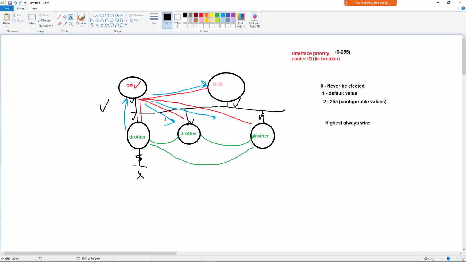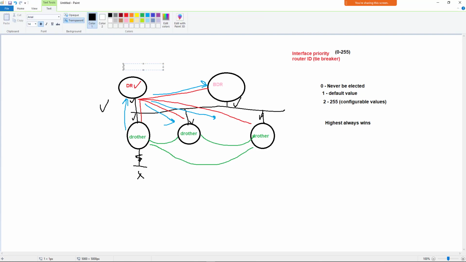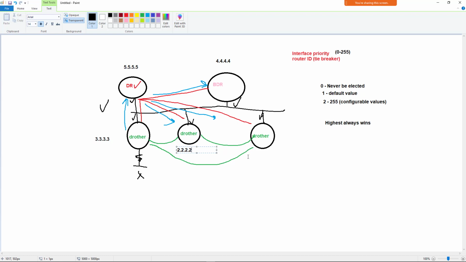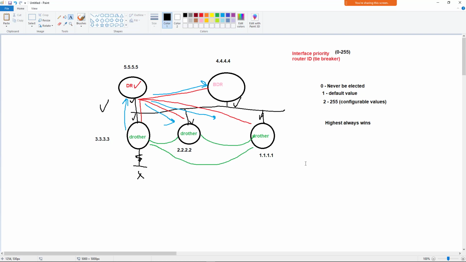So let's assume that all these priorities were set at their default. This guy has a router ID of 5.5.5.5. This guy has a router ID of 4.4.4.4, 3.3.3.3, 2.2.2.2, and 1.1.1.1. We can kind of see why the top left router would have become the DR for that particular segment. All right. Now, if I want to influence that election process beyond just the standard router ID, then what I would want to do is go ahead and specify the priority on the interface.